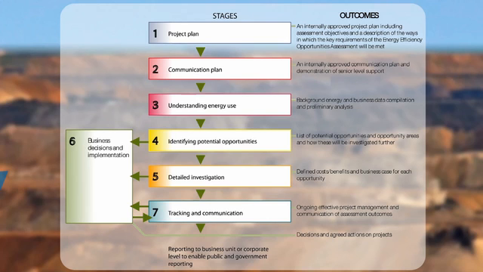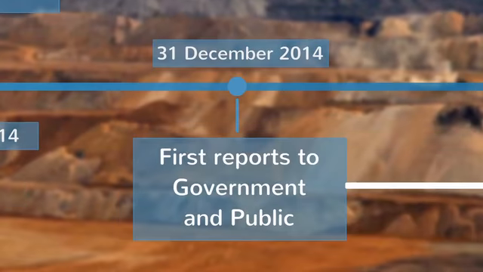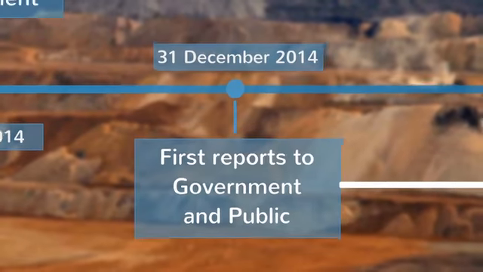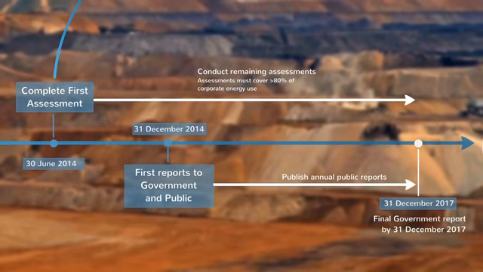It doesn't necessarily need to cover the entire business. It could just focus on one business unit or division. But by the end of the 5-year cycle, you will need to have conducted assessments that cover at least 80% of total energy use. So a report to the government is due by the 31st of December 2014, and a public report needs to be published by that time as well. And templates for both are available from the website.